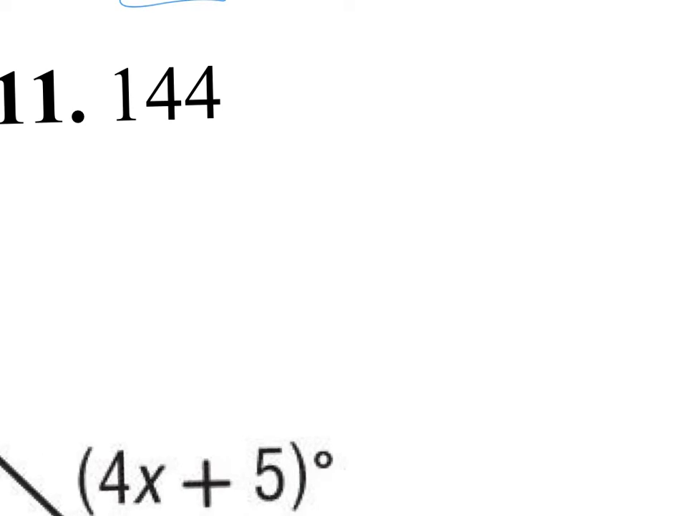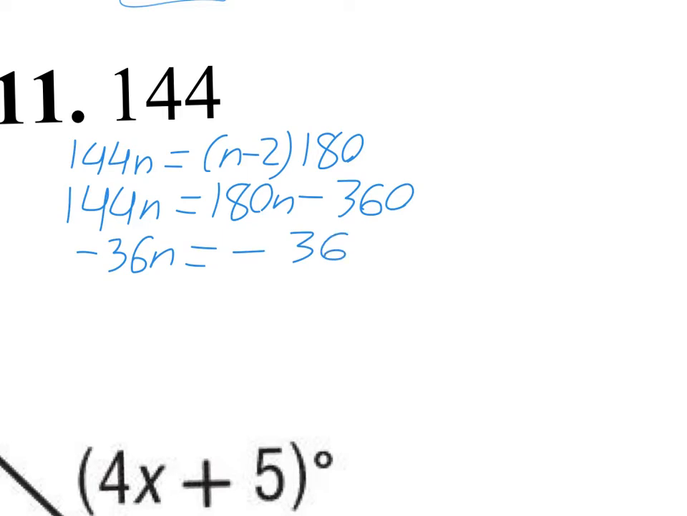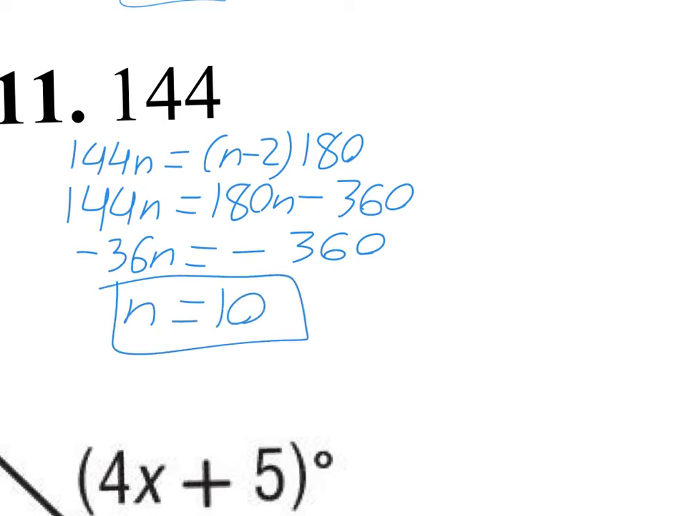Number 11. 144n is equal to n minus 2 times 180. Distribute that 180. So 144n is equal to 180n minus 360. Subtract 180n from both sides. Negative 36n is equal to negative 360. Divide both sides by negative 36. N is equal to 10.